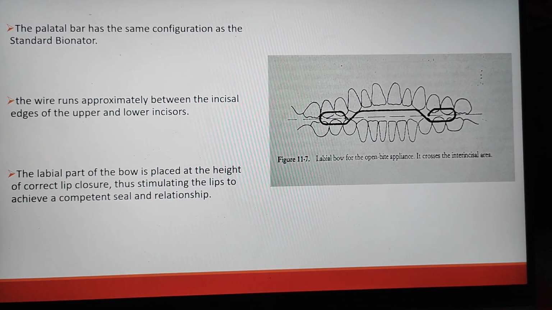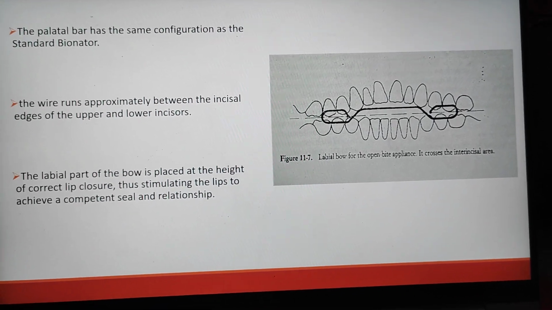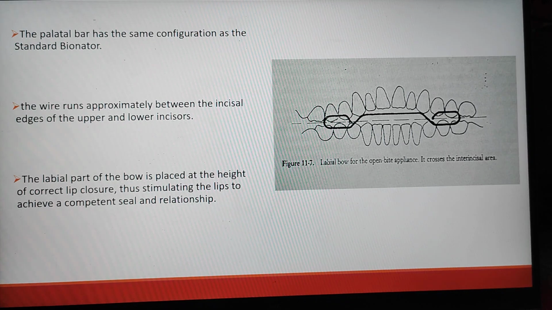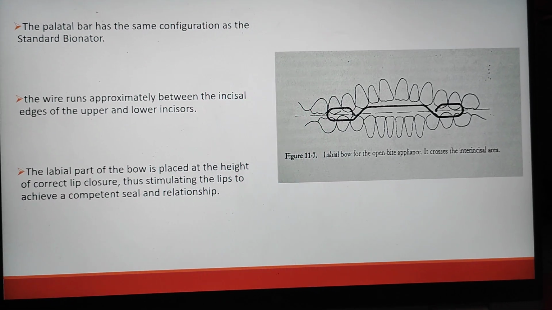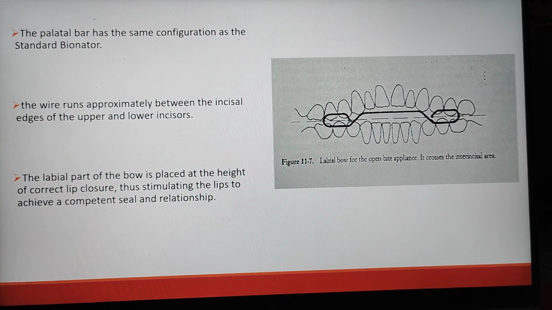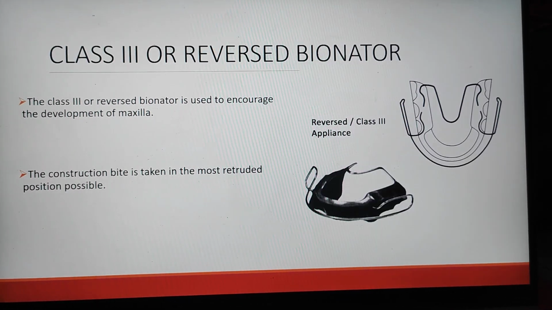The palatal bar in this scenario has the same configuration as that of the standard bionator. However, its function is only for the stabilization of the appliance, and the wire runs approximately between the incisal edges of the upper and the lower incisors, acting as a reminder to the lips.